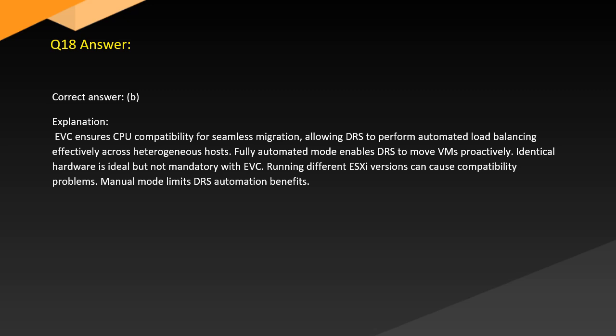Answer. Correct answer: B. Explanation. EVC ensures CPU compatibility for seamless migration, allowing DRS to perform automated load balancing effectively across heterogeneous hosts. Fully automated mode enables DRS to move VMs proactively. Identical hardware is ideal but not mandatory with EVC. Running different ESXi versions can cause compatibility problems. Manual mode limits DRS automation benefits.